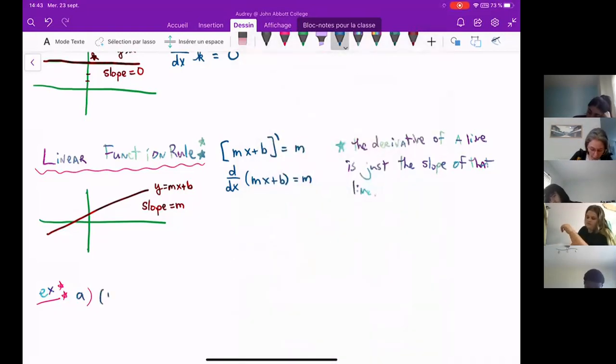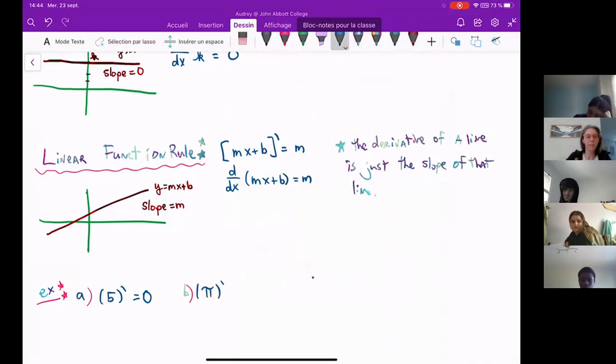Okay, let's just do a couple examples where we see this with actual numbers. If I were to ask you for the derivative of 5, what's the answer? 0. It's just a constant. If I were to ask you for the derivative of pi, what's the answer? Also 0. Pi is just a constant. If I were to ask you for the derivative, and this one might be new to you guys, of e, what's the answer?